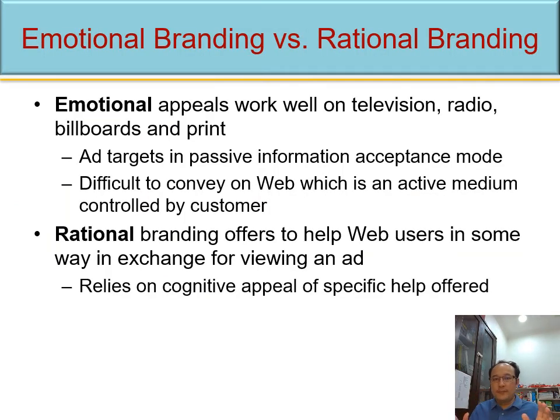Okay, so there are two types of branding. One is what we call emotional, another type is what we call rational. Emotional appeal works well on television. They will give you a short movie or video clips to give you a demo, to try to attract you emotionally. Crying sometimes, smiling, so that will affect you to buy, to purchase. So it targets a passive information acceptance mode, and is difficult to convey on the web, which is an active medium controlled by the customer.